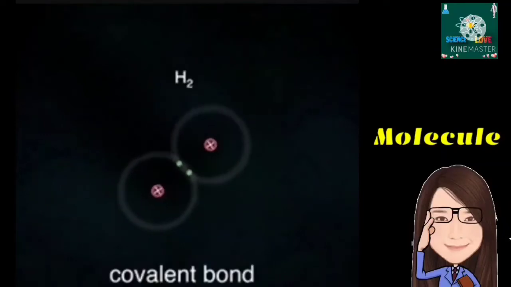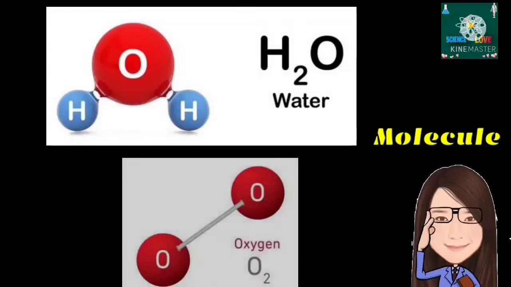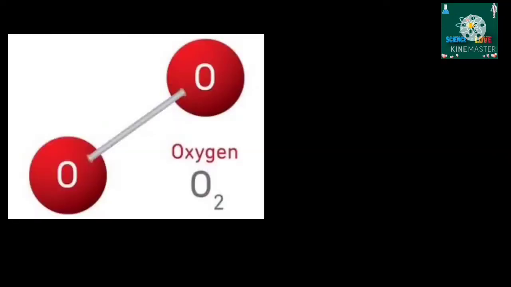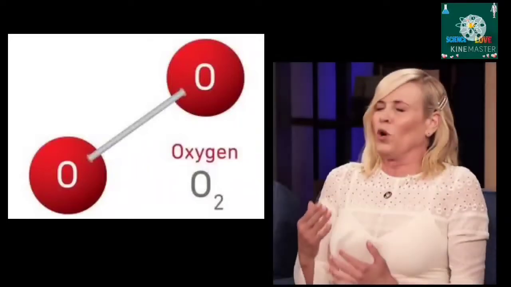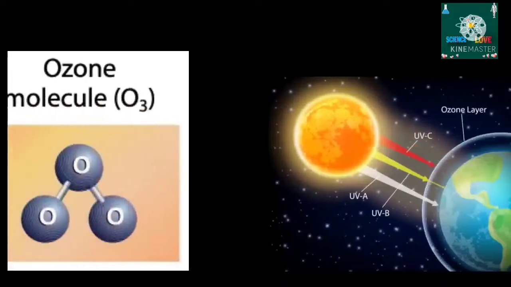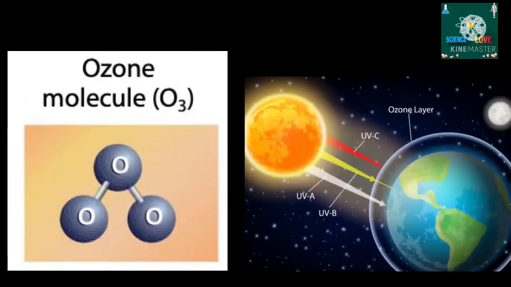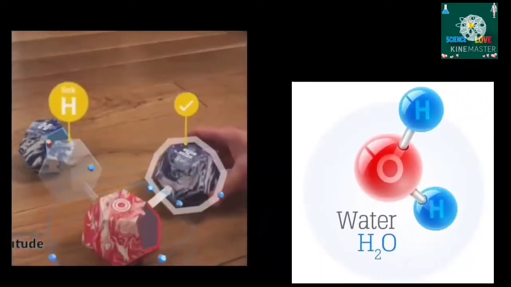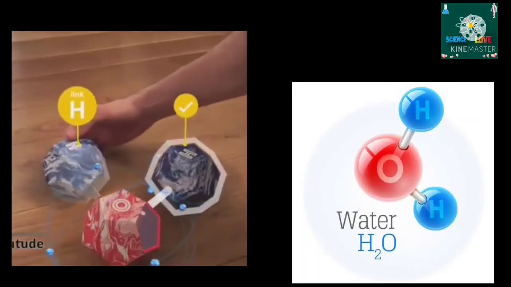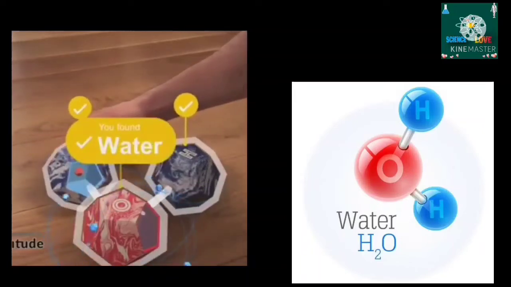A molecule is made up of two different or two identical atoms that are chemically combined. Let's take an example. The oxygen we breathe is made up of two atoms of oxygen. When three oxygen atoms are combined, they form ozone molecules. Water, or H2O, is made up of one oxygen atom and two hydrogen atoms.